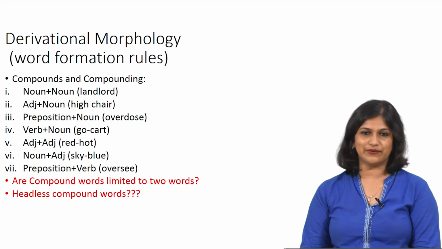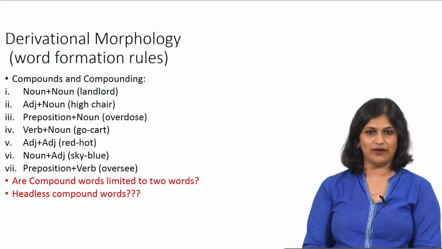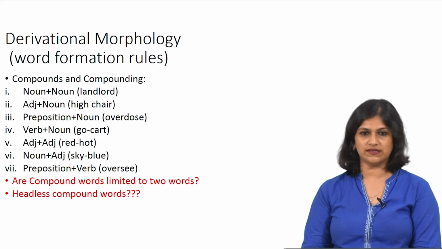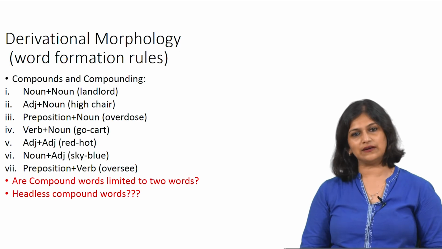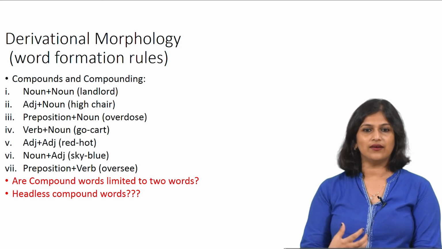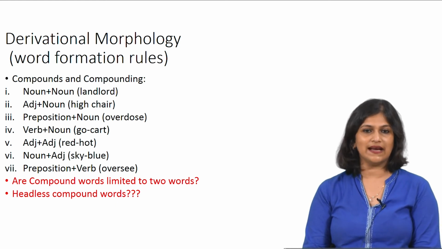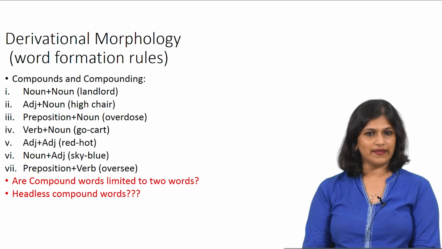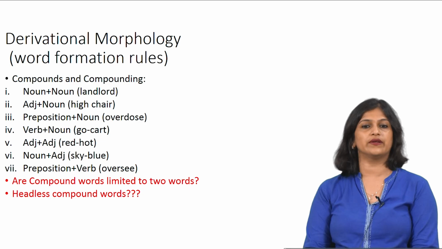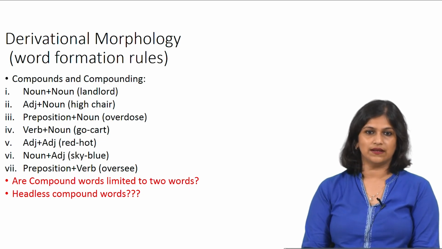And in case of oversee, I would go with what we did for overdose. So, see would be the head word for me, and over is a preposition which has been associated with it. So, this is how we are going to derive head words. However, my question for you is, do you think all compound words must have head words, or are there certain instances of headless compound words too?